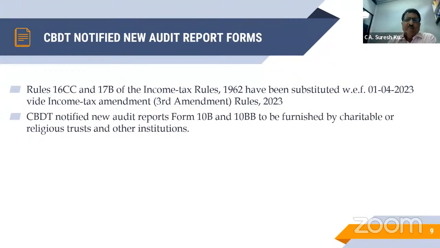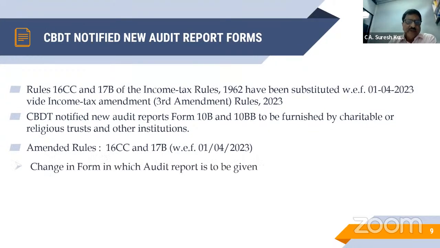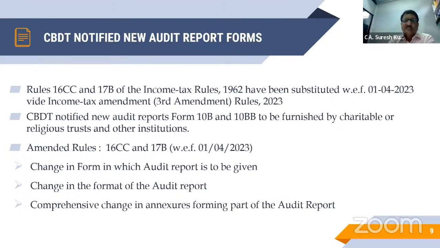And they have notified form number 10B and 10BB. And the amended rules are effective from 1/4/23. And this changes the form in which the audit report has to be given. It also changes the format of the audit report, and it also comprehensively changes the annexure forming part of the audit report.